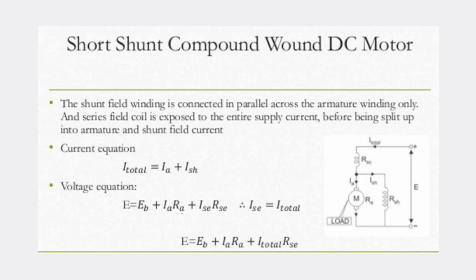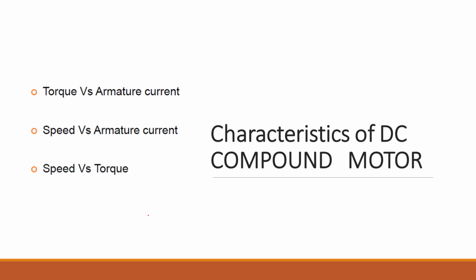The next type is the short shunt compound motor. Here the shunt field winding is connected parallel to the armature winding alone. Here the total current will be equal to the armature current plus ISH, and the total current will be equal to the series field current. The corresponding voltage equation will be E equals EB plus IA RA plus ISC RSC. You know that EB is nothing but the back EMF. So these are the two different types of compound motor, long shunt and short shunt.